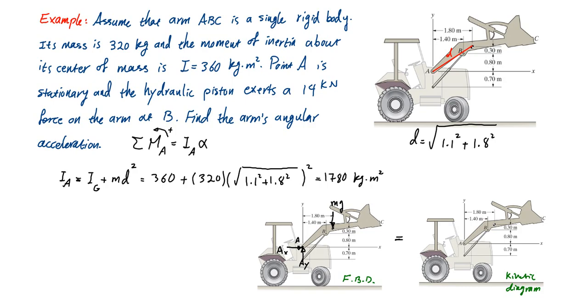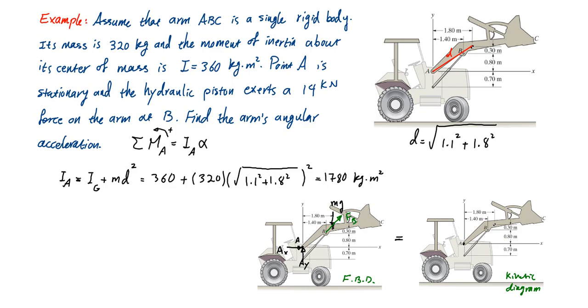I apply weight to the center of gravity; I always put it in the center of gravity. And I have the force vector from this hydraulic piston. Let's call this FB, applied to point B. It's a little crowded there. And what happens in the kinetic diagram? Well, these are all the forces in the kinetic diagram.